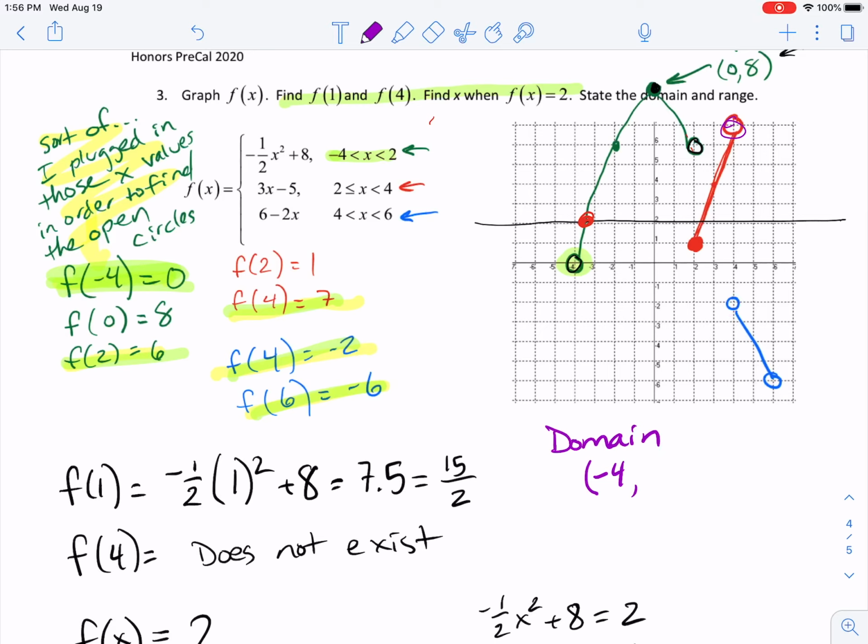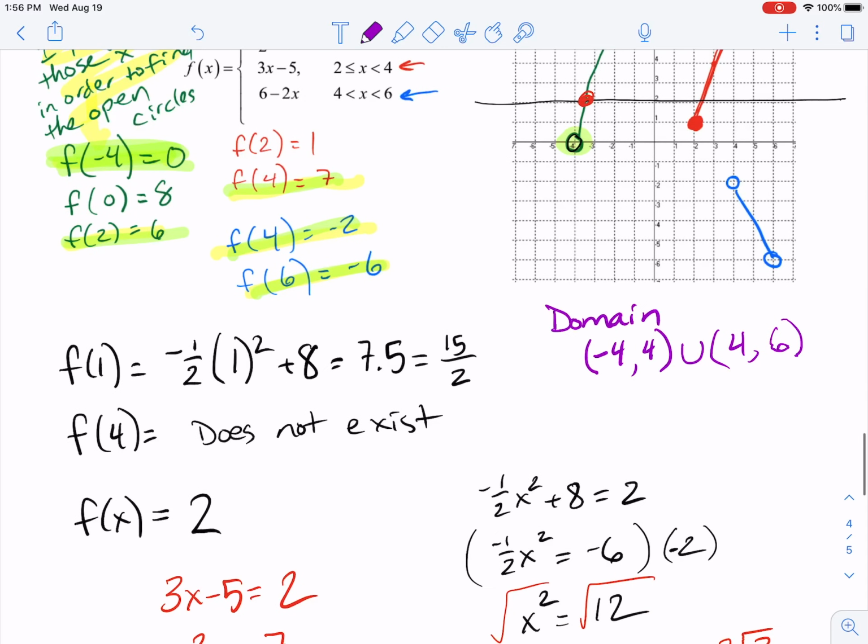What did I want to get rid of? I don't know what I'm getting rid of. Okay, my bad. So basically it goes from -4 to 4, and then we don't have anything defined at 4, so then we're going to pick it up again and go from 4 to 6. Sorry, I don't know why that looks funny.